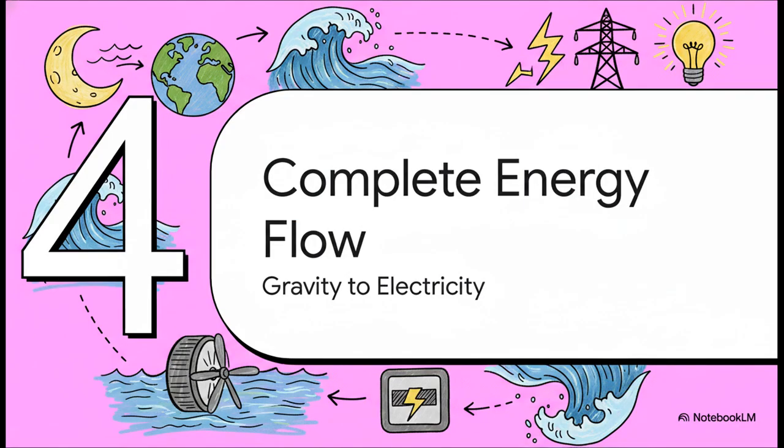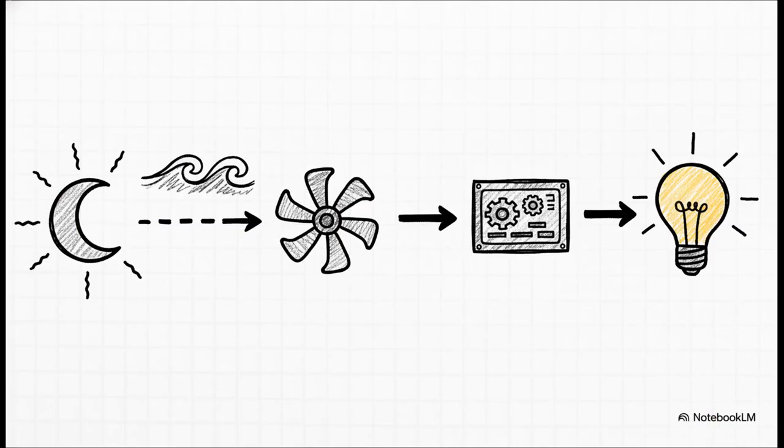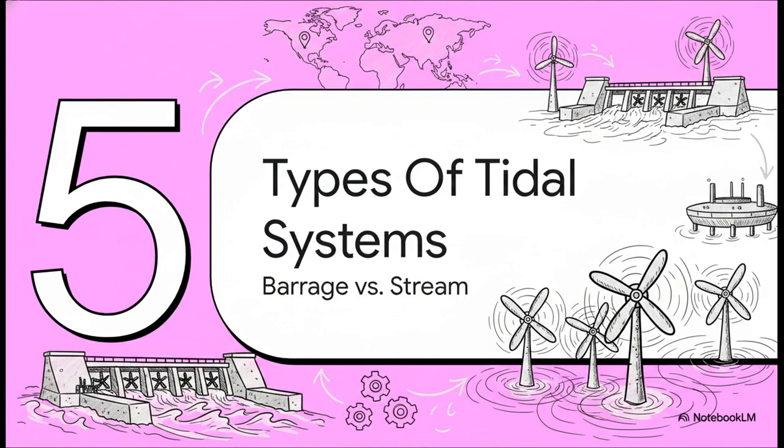Let's zoom out a bit for our next section, complete energy flow, gravity to electricity. When you look at the big picture, it is a perfect, unbroken chain. Think about this. It literally starts all the way out in space with the moon's gravity. That gravity reaches out and pulls the ocean tides. Those tides create moving water here on Earth. That moving water spins our turbine. The turbine then rotates the generator, and boom, electricity is produced. We are, quite literally, powering our modern world using the gravitational pull of the cosmos. How cool is that?